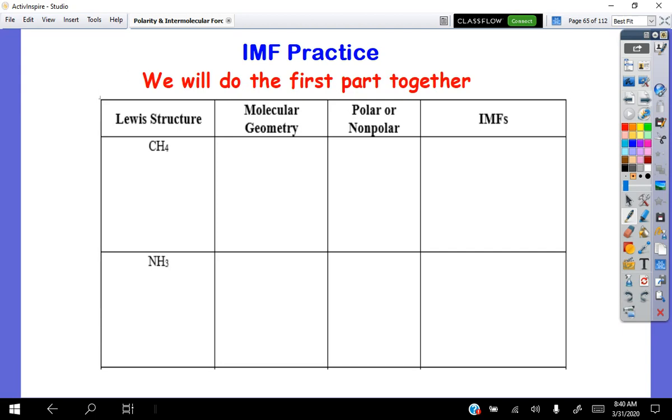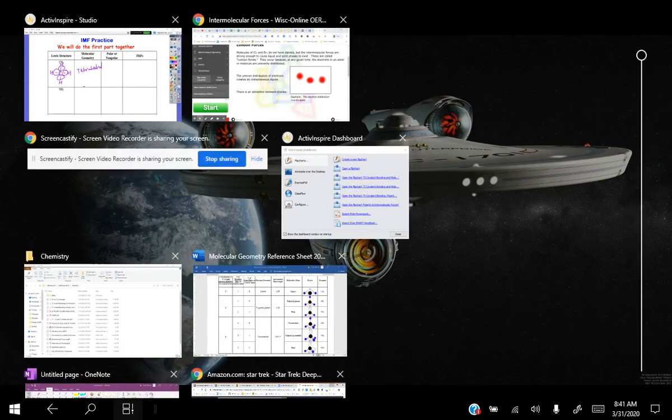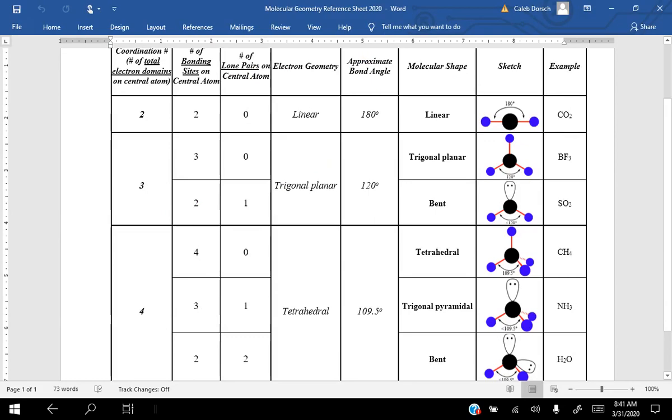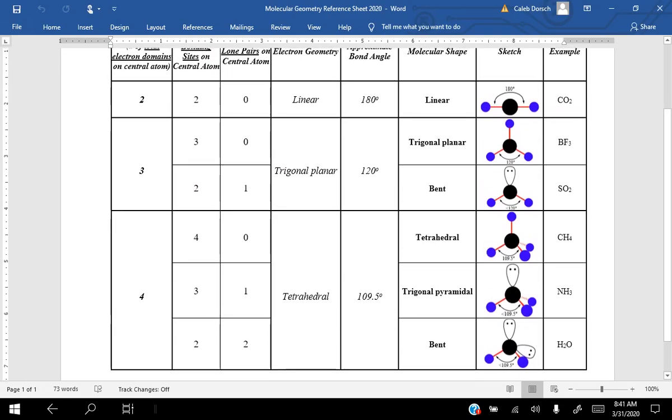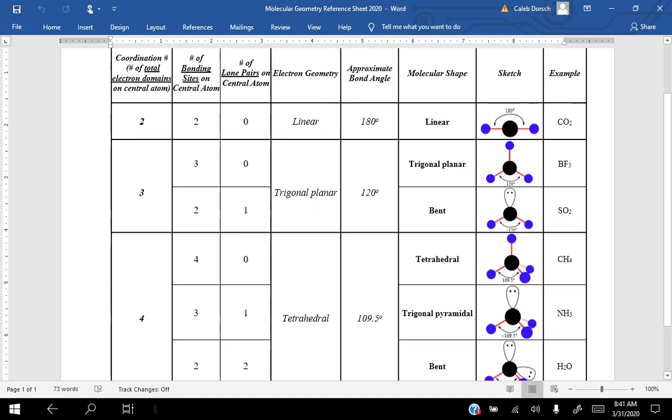So let's work through some of these together. First thing we have to do is draw our Lewis structures. So I know I've got my 4 H's that I have to attach here, and I've got 4 single bonds for each. And that will create a tetrahedral shape. Now I know it's a tetrahedral shape because there are 4 bonds and no lone pairs on the center atom. When I look at my chart here, I can find that combination of 4 bonding sites on the central atom and 0 lone pairs. And I can find that that's a tetrahedral molecule shape.